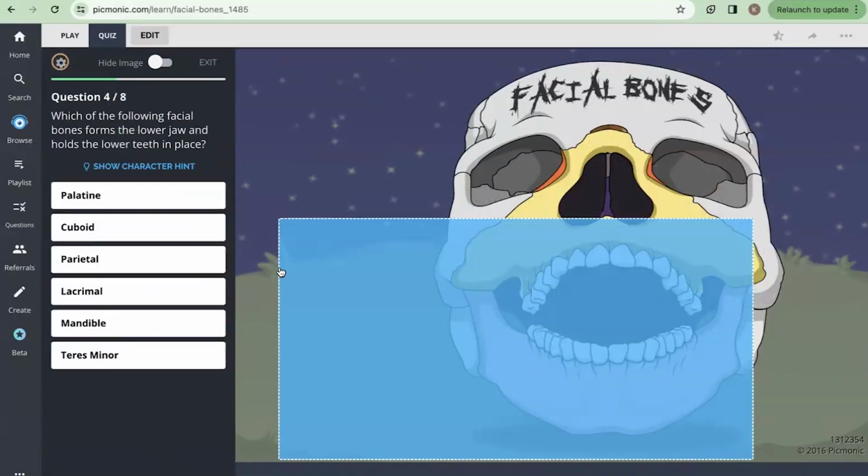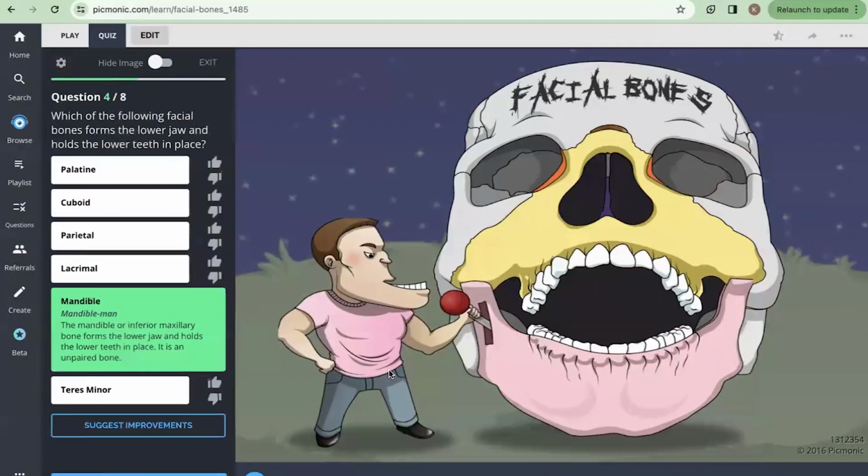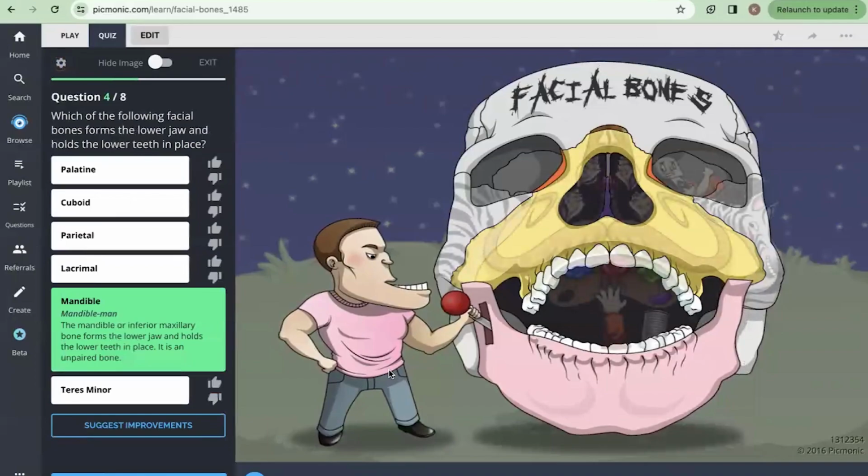Which of the following facial bones forms the lower jaw and holds the lower teeth in place? Okay. Do you guys remember the mandible man there? So I'm going to go with the mandible. And awesome. All right. So there's four more questions left on this quiz to answer.